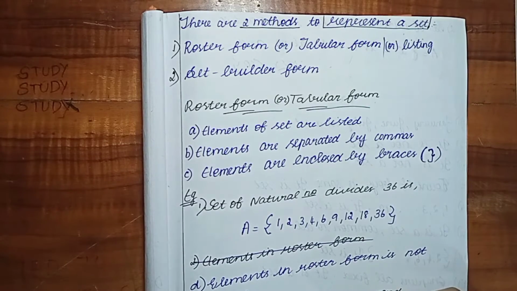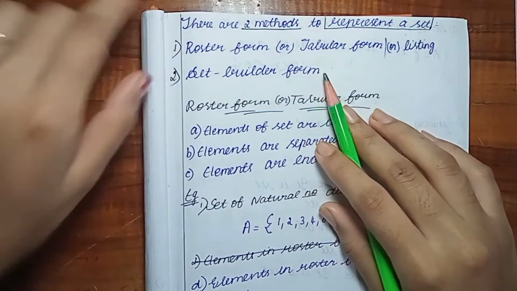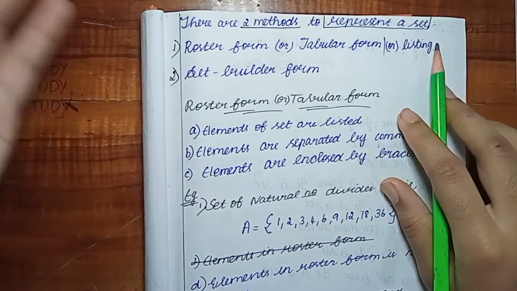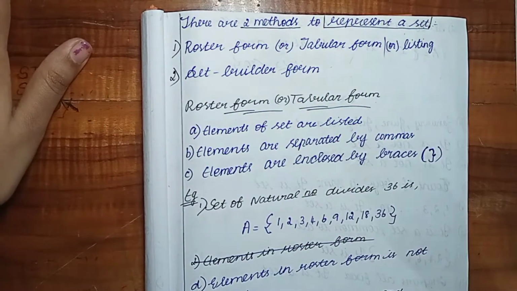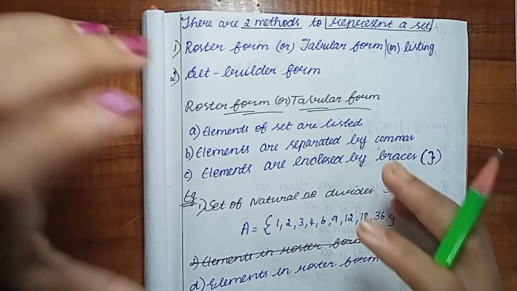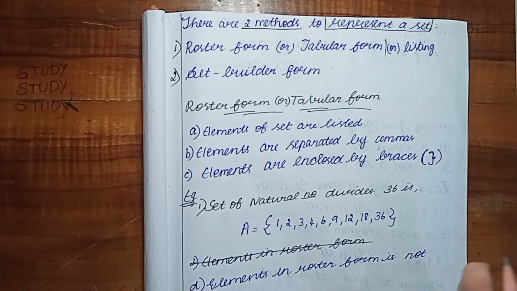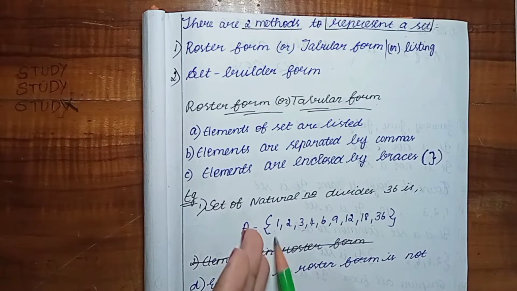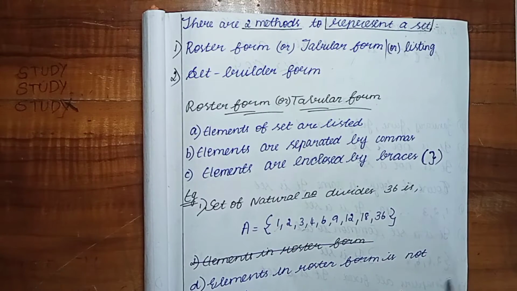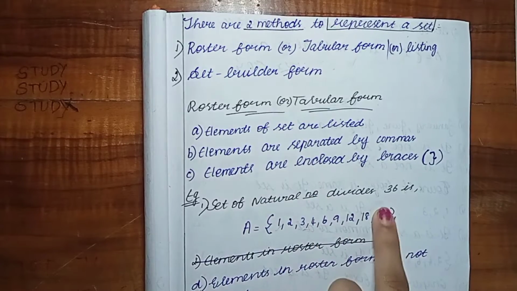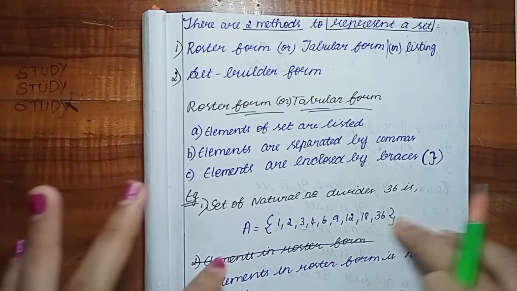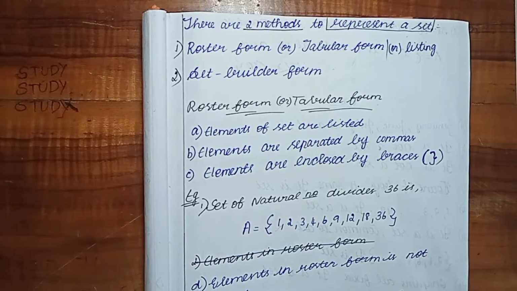There are two methods to represent a set: roster form, also called tabular form or listing form, and set builder form. In roster form, the elements of the set are listed, separated by commas, and enclosed by braces. For example, the set of natural numbers that divide 36 is listed this way.